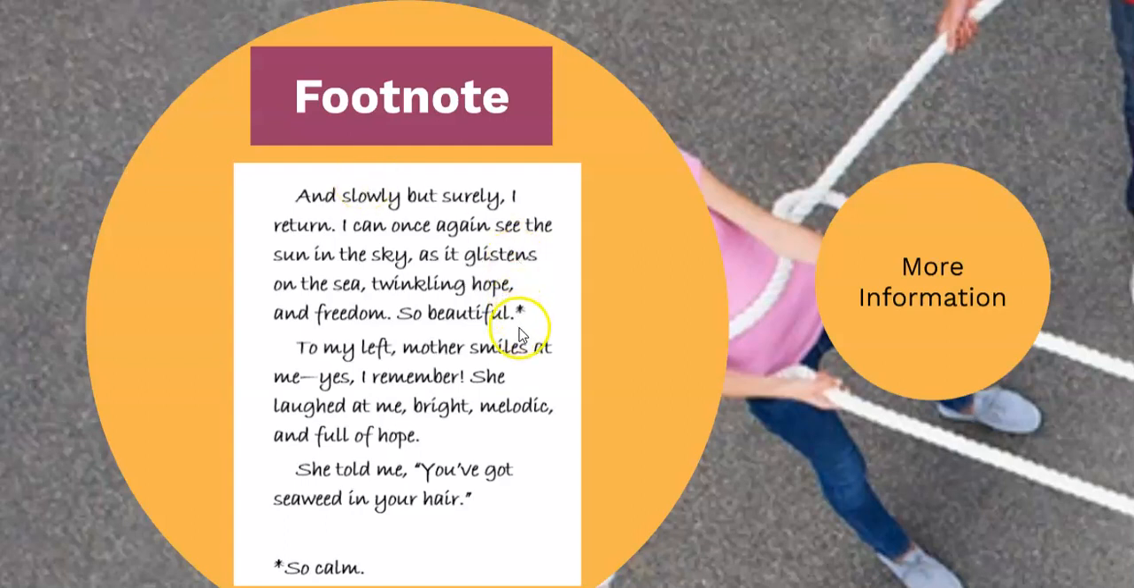Place the asterisk where you want to add your word, phrase or sentence. Then add another asterisk at the bottom of the page and then write your word, phrase or sentence after it. Your reader now knows to look at the bottom of the page.